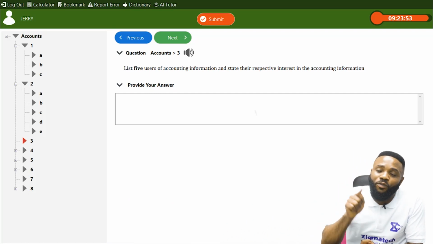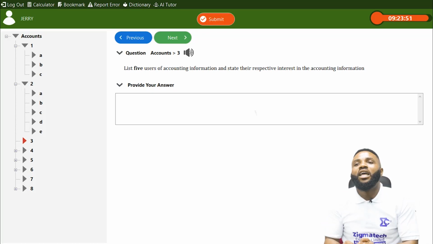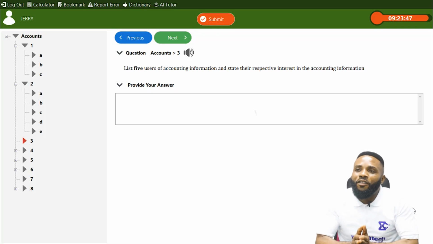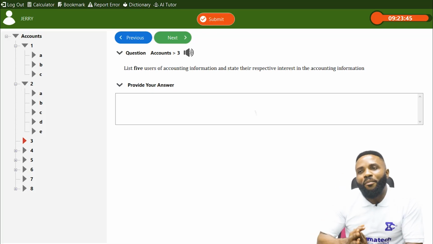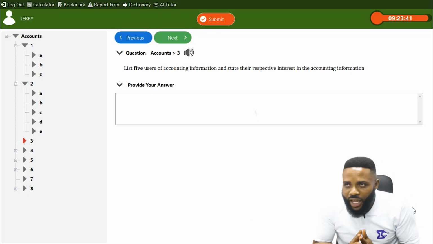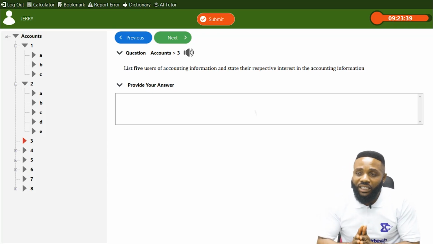It is in the financial information, accounting information, that the shareholder or the owner of the business will be able to know if they are making progress. So I said number 3 is the owners or the shareholders. And why do they need the accounting information?